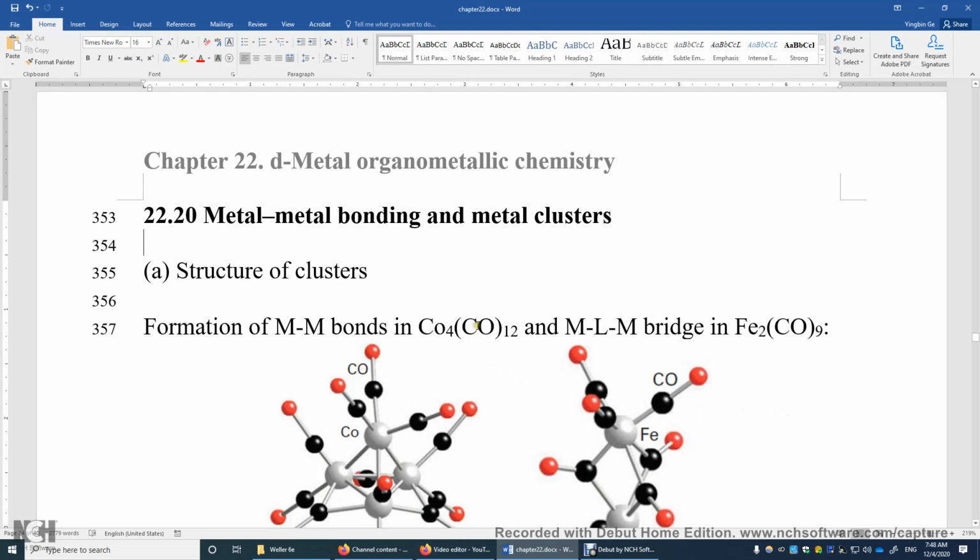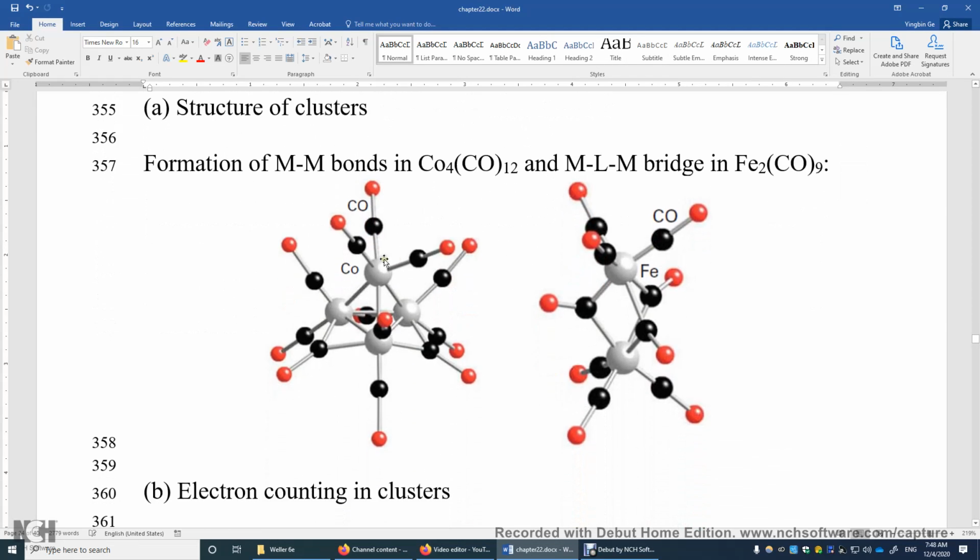Section 22.20, Metal-metal bonding and metal clusters. Subsection A, structure of clusters. Now let's look at these two structures. In this structure, there are metal-metal bonds between cobalt atoms. Over here, we have metal-ligand-metal bridges.